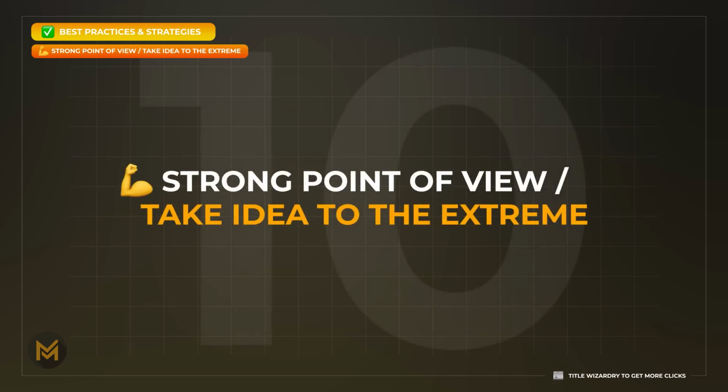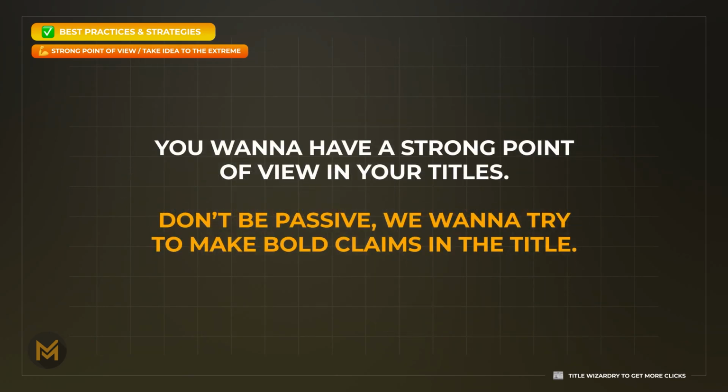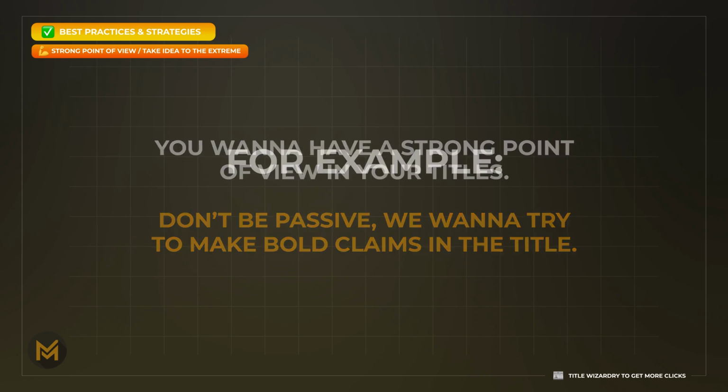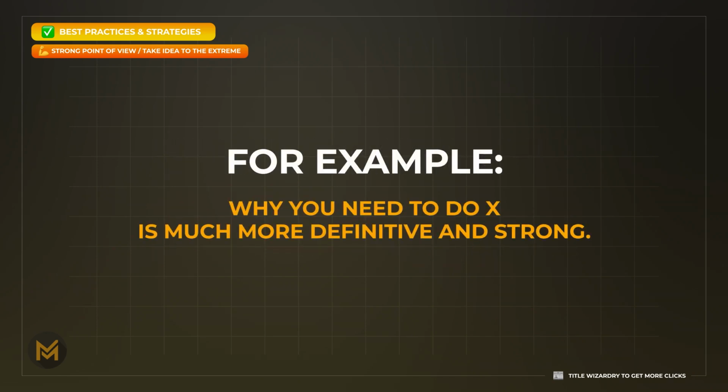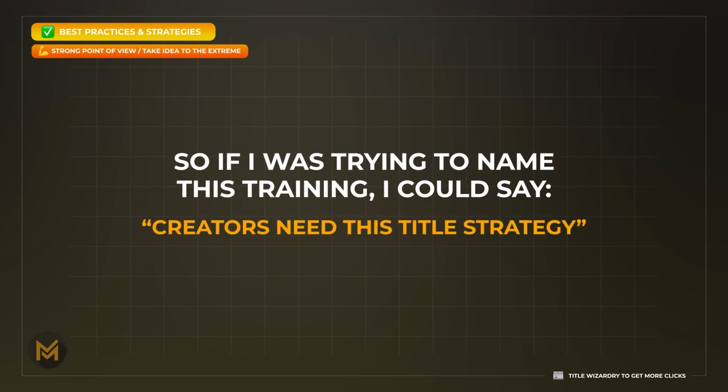Strategy 10. Have a strong point of view, and take the idea to the extreme. You want to have a strong point of view in your titles. Don't be passive. We want to try and make bold claims in the title. For example, "why you need to do X" is much more definitive and strong. So if I was trying to name this training, I could say, "Creators need this title strategy." It's much more impactful and creates a higher sense of urgency than if I just called it "useful title strategies."